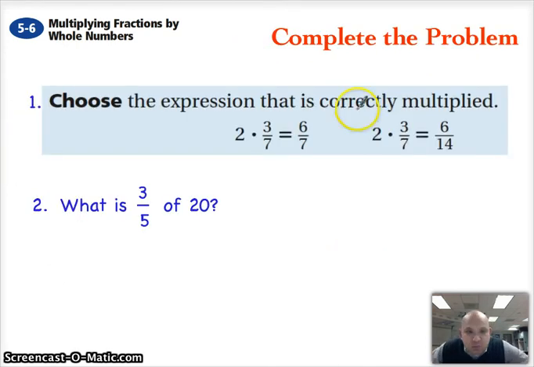Lastly, these are your two problems. Choose the expression that is correctly multiplied. Here we have 2 times 3/7 and 2 times 3/7. Which one is the correct one? Is it that one or is it that one? And then finally, you're going to find out what is 3/5 of 20. Remember what of needs to be substituted with. All right, we'll see you in class.